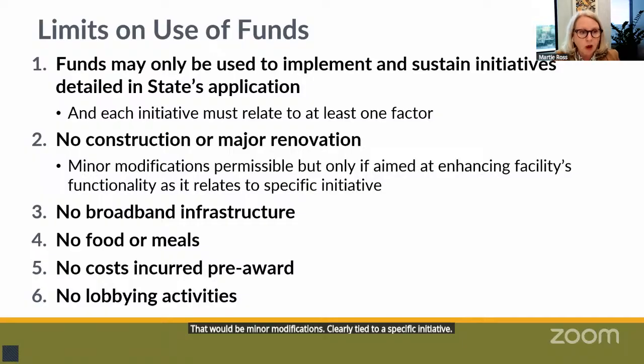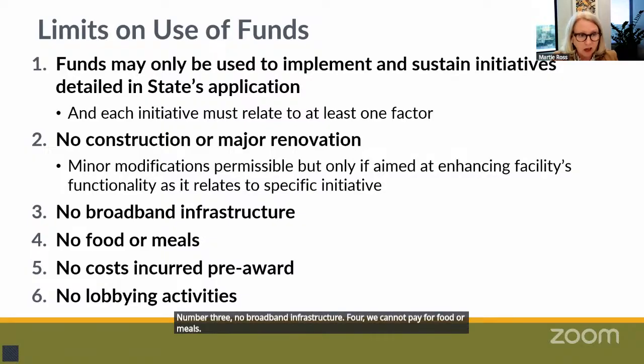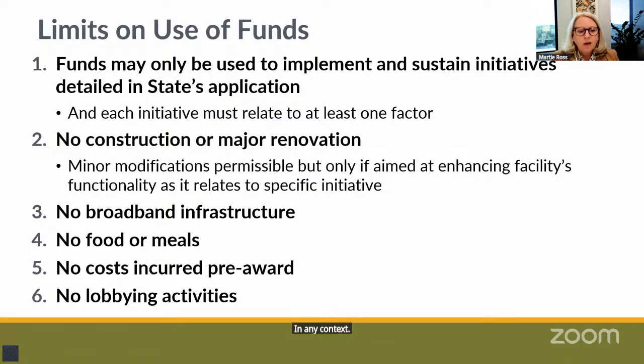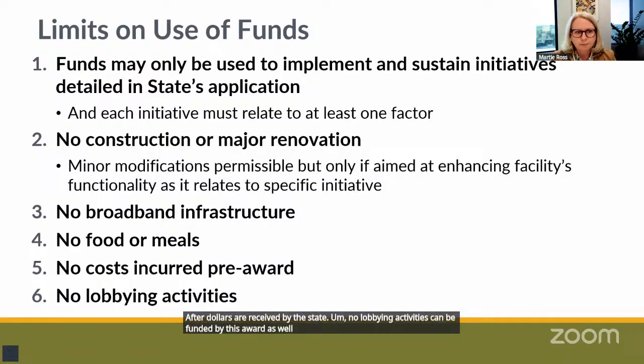Number 3, no broadband infrastructure. 4, we cannot pay for food or meals in any context. No costs that are incurred pre-award can be used to cover. So you can't receive the money and then go back and pay for things done prior to the award. All of these are costs incurred or money to be expended after the dollars are received by the state. No lobbying activities can be funded by this award as well. Next up.